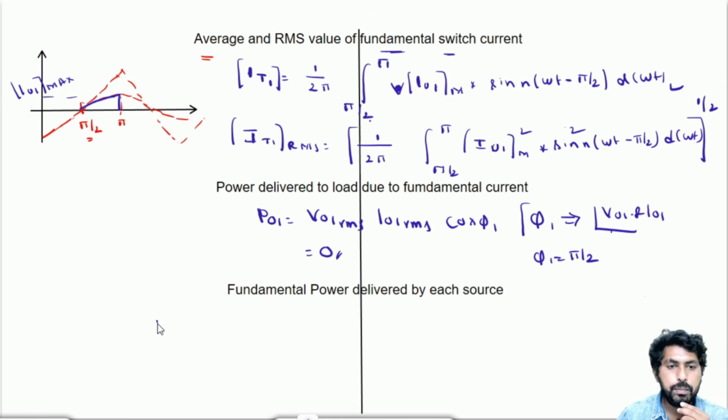Again here, the power delivered by each source is equal to Vs by 2 into Is average.